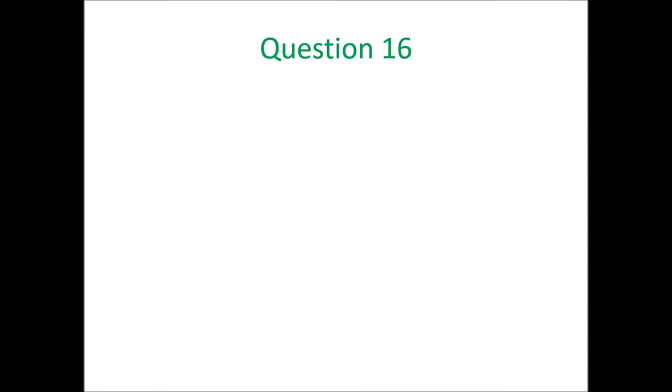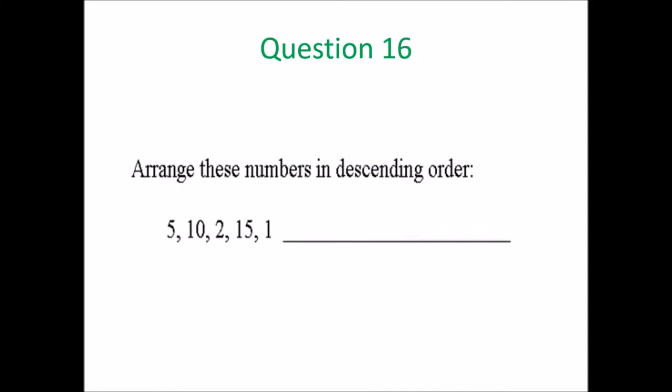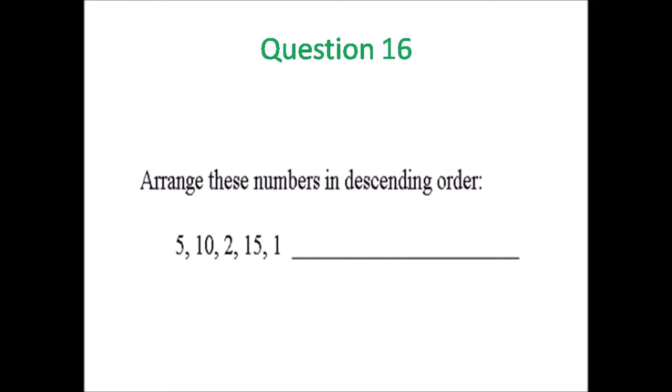Question 16. Here we go. Arrange these numbers in descending order. Well, you have to know descending order, what that means. Arrange these numbers in descending order. And the numbers are 5, 10, 2, 15, and 1. Write them in descending order. Do it quickly before we move on.